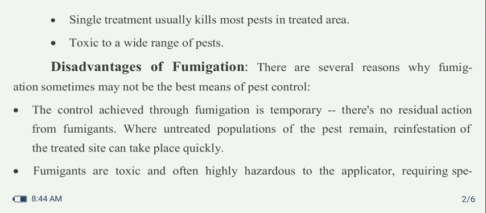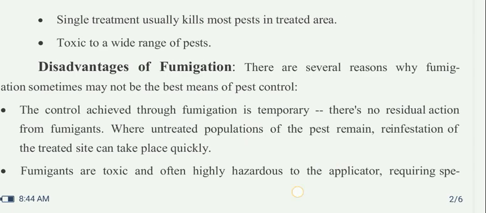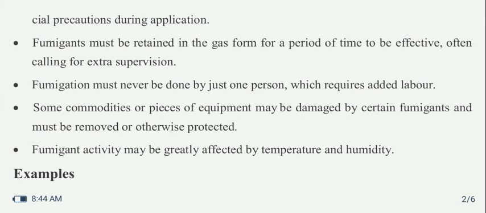Disadvantages of fumigation. There are several reasons why fumigation sometimes may not be the best means of pest control. The control achieved through fumigation is temporary. There is no residual action from fumigants. Where untreated populations of pests remain, reinfestation of the treated site can take place quickly. Fumigants are toxic and often highly hazardous to the applicator, requiring special precautions during application. Fumigants must be retained in the gas form for a period of time to be effective, often calling for extra supervision.